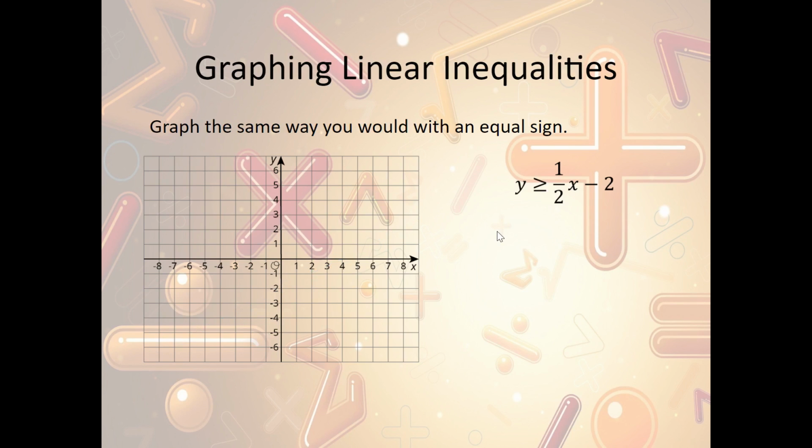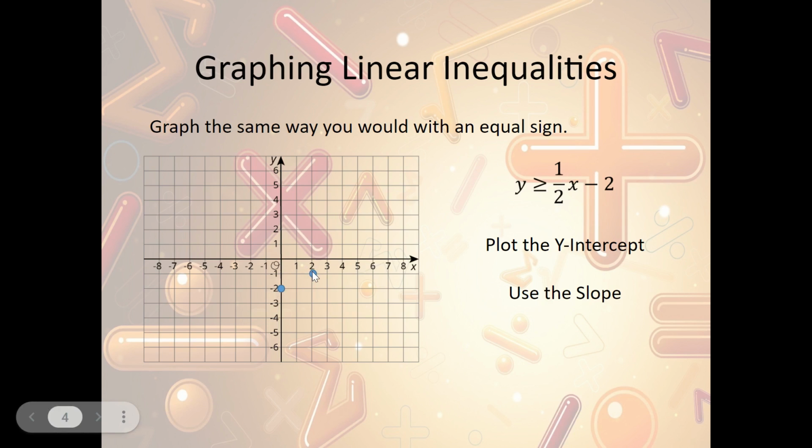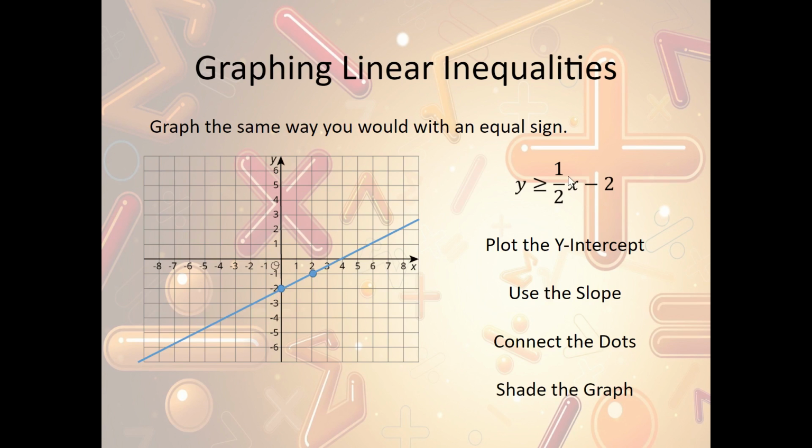Well, with inequalities, we're going to graph them the same way. Just like we did before, we're going to plot the y-intercept, which in this case is -2, so I go down 2 and plot that point. Then I use the slope to plot the second point. This is change in y, so we're going up 1, to the right 2. Plot my point, connect the dots, and now I have my line. Now the difference is we're going to shade where the y values are bigger than the line.